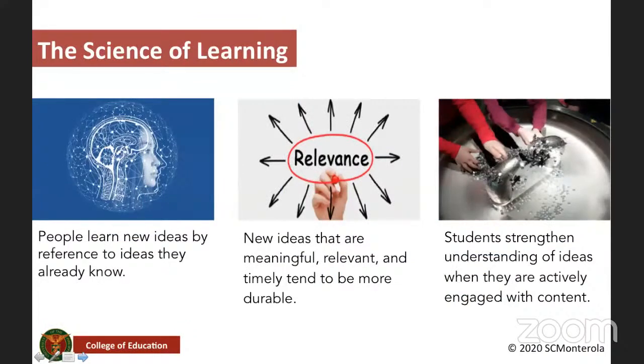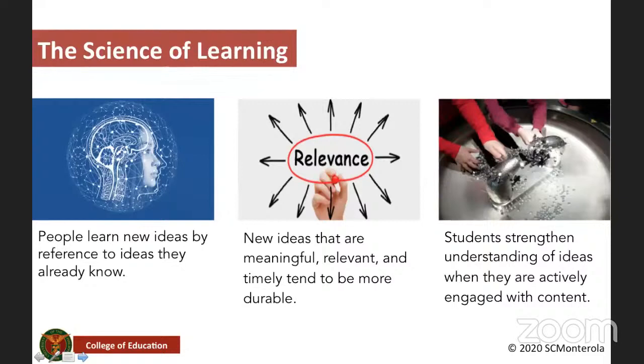So I'd like to highlight three cognitive principles to talk about how people learn, the science of learning. First, people learn new ideas by reference to ideas they already know. Second, new ideas that are meaningful, relevant, and timely tend to be more durable. Third, students strengthen understanding of ideas when they are actively engaged with content.